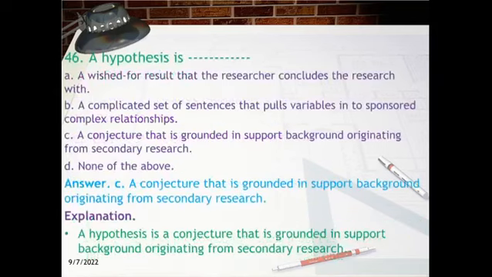46. A hypothesis is: A. A wished for result that the researcher concludes the research with. B. A complicated set of sentences that pulls variables into sponsored complex relationships. C. A conjecture that is grounded in support background originating from secondary research. D. None of the above. Answer: C. A conjecture that is grounded in support background originating from secondary research. Explanation: a hypothesis is a conjecture that is grounded in support background originating from secondary research.